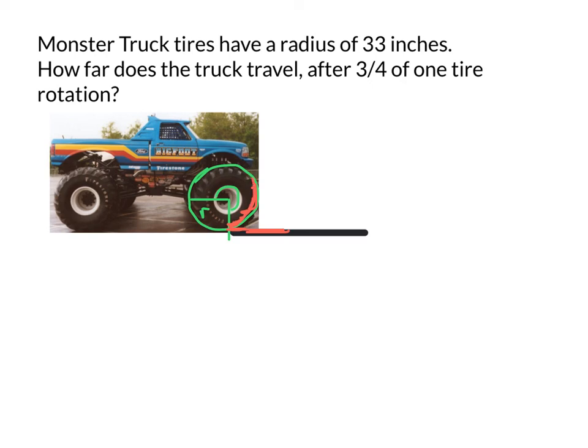So as we make it all the way to those 3/4 of the way around a circle, it would end up laying down this much tire track on the ground, basically moving the truck that far down the road. So this distance that we want is going to be the same as this arc length. Remember that arc length is radius times radians.